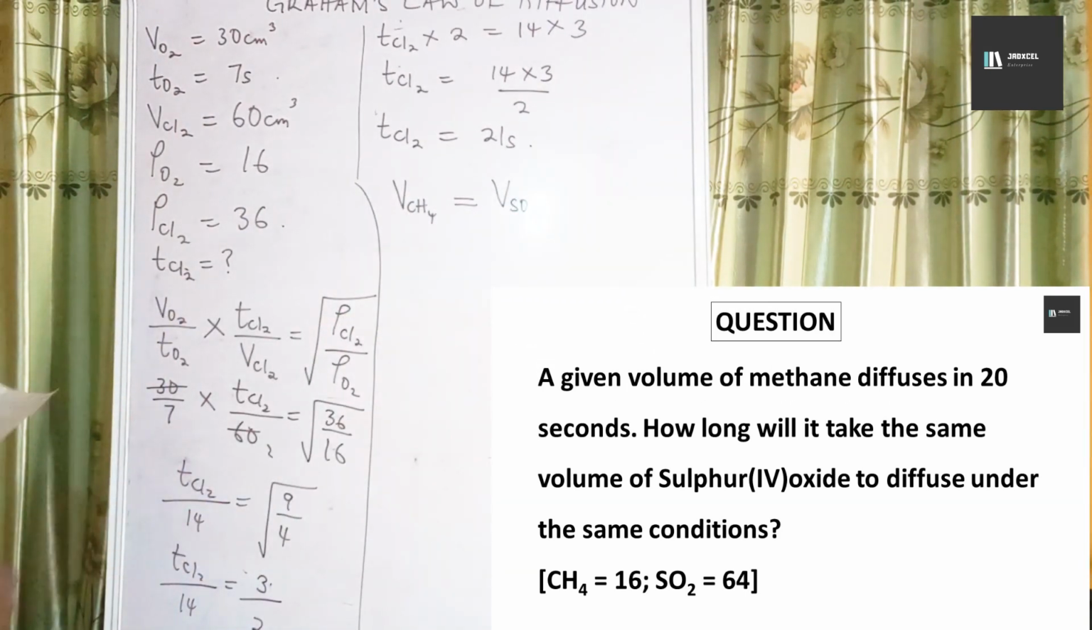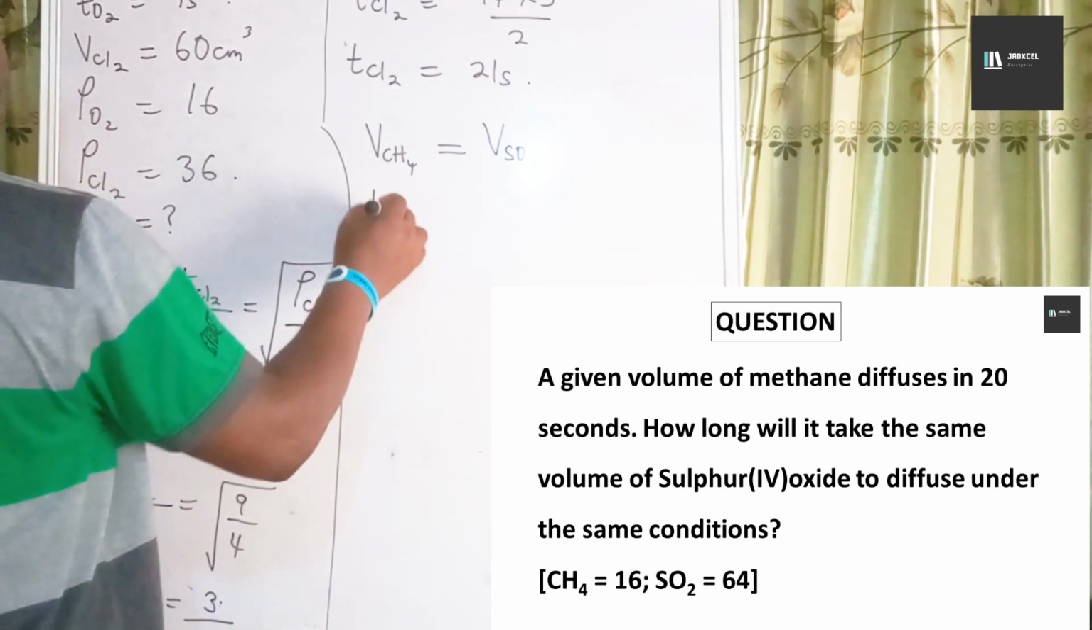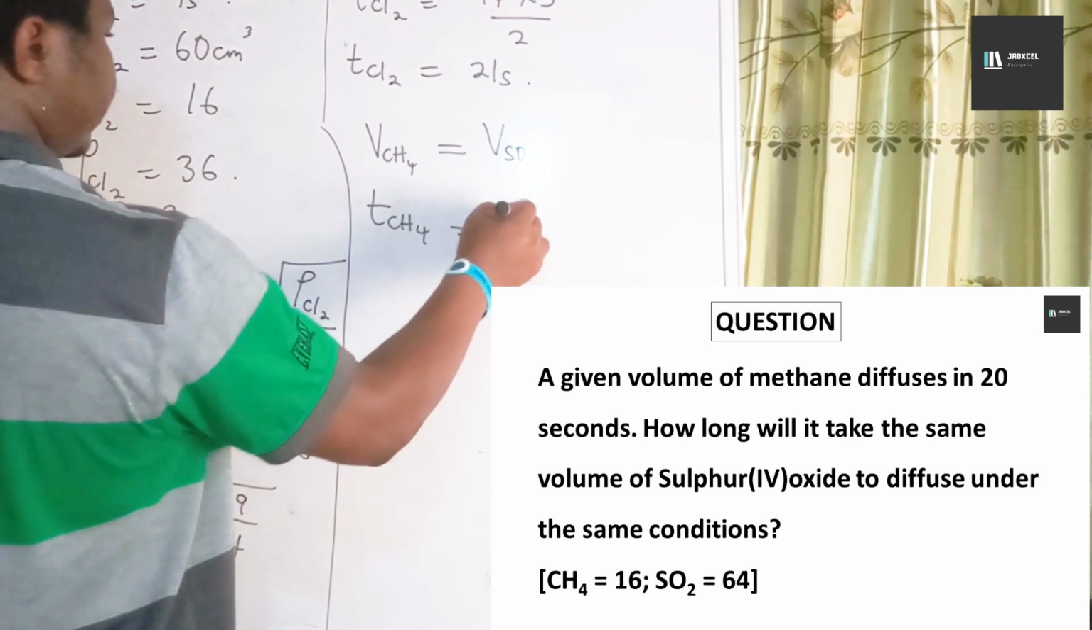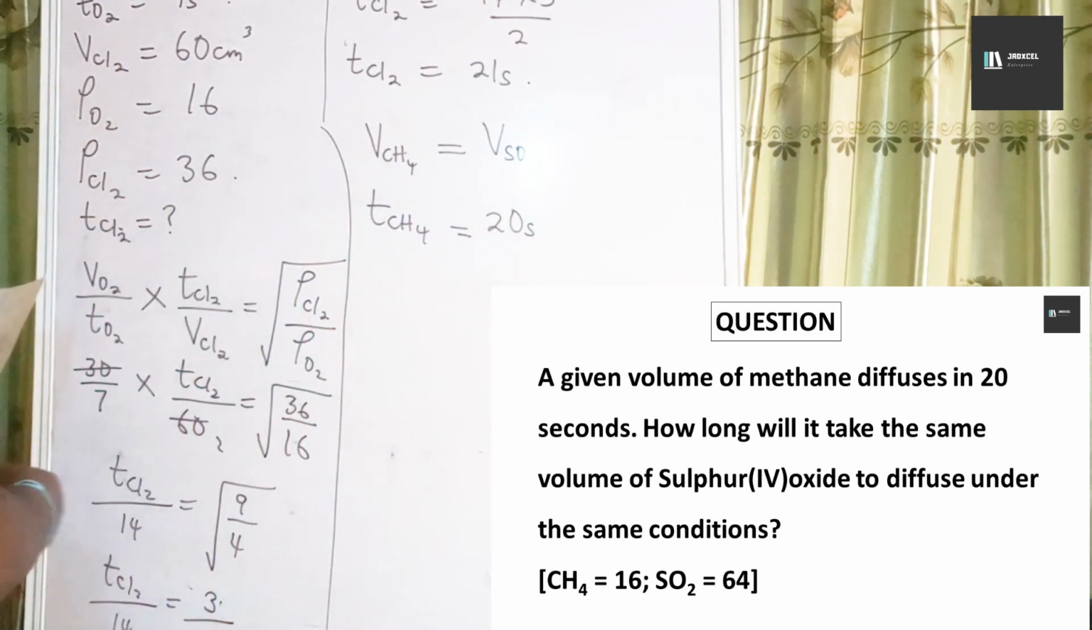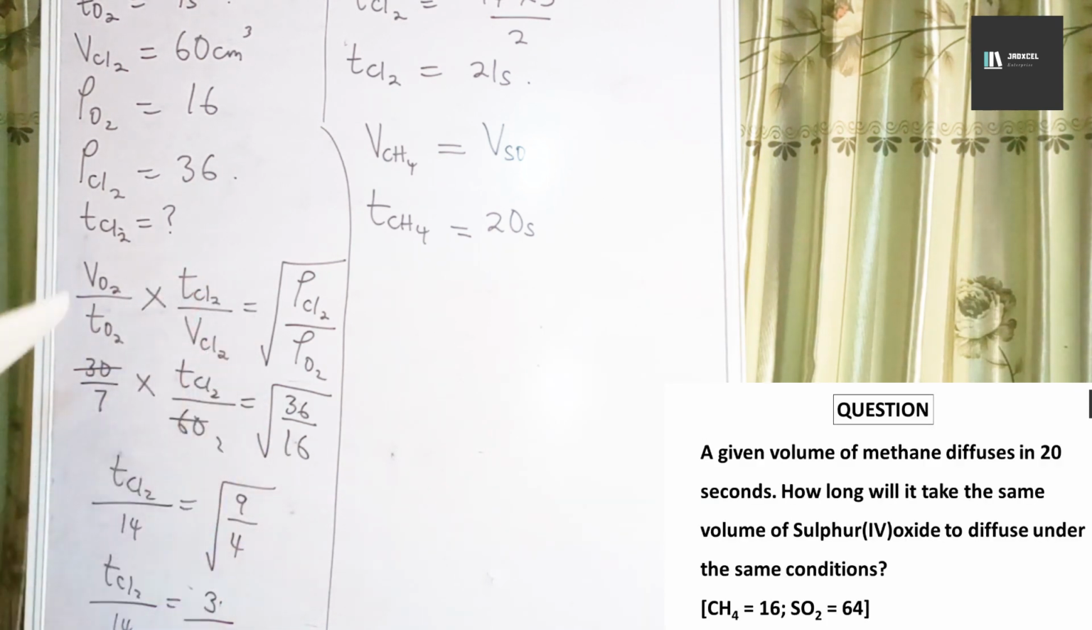Then of course, if the volumes are the same, we know what the formula will be. How long will it take the same volume of SO2 to diffuse under the same condition? So the time taken for methane to diffuse, according to the question, is 20 seconds. In this case, we're not given the density of methane and SO2, but we can calculate it. We can express Graham's law of diffusion in terms of relative molecular mass too.